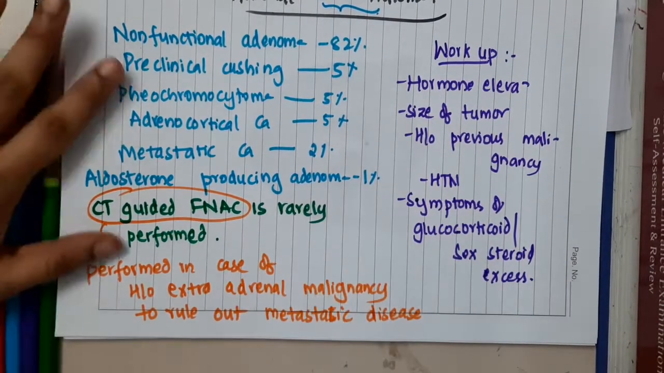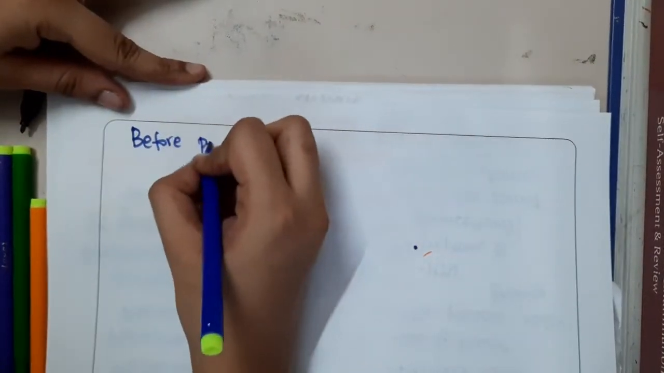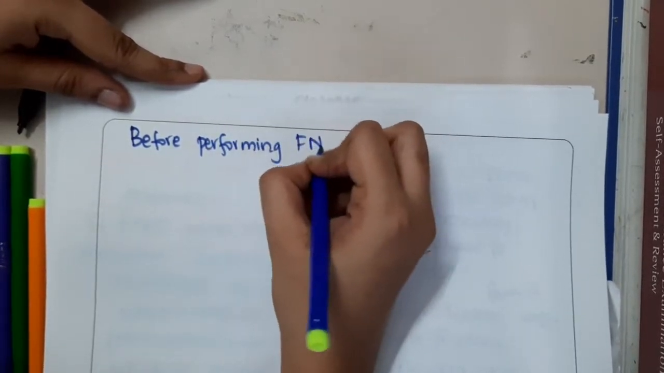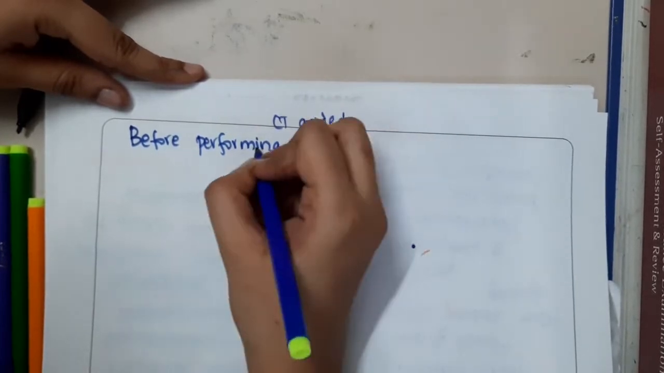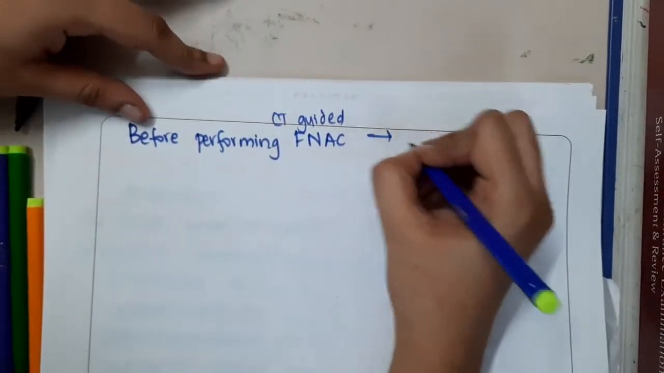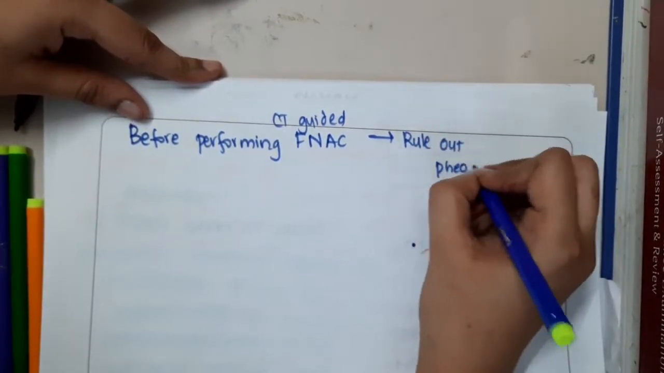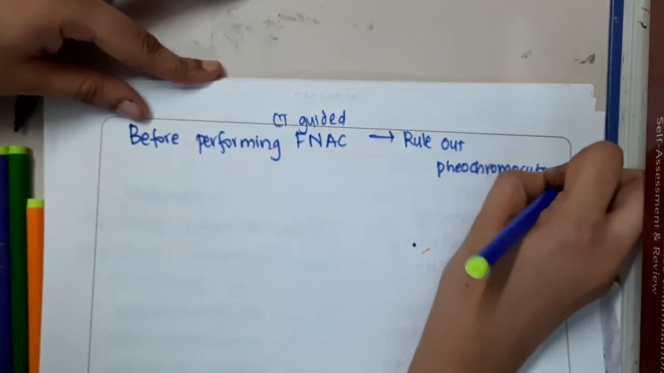So one important thing is, before performing any type of FNAC, you should rule out pheochromocytoma. Why pheochromocytoma? If you do FNAC, this will precipitate hypertension.